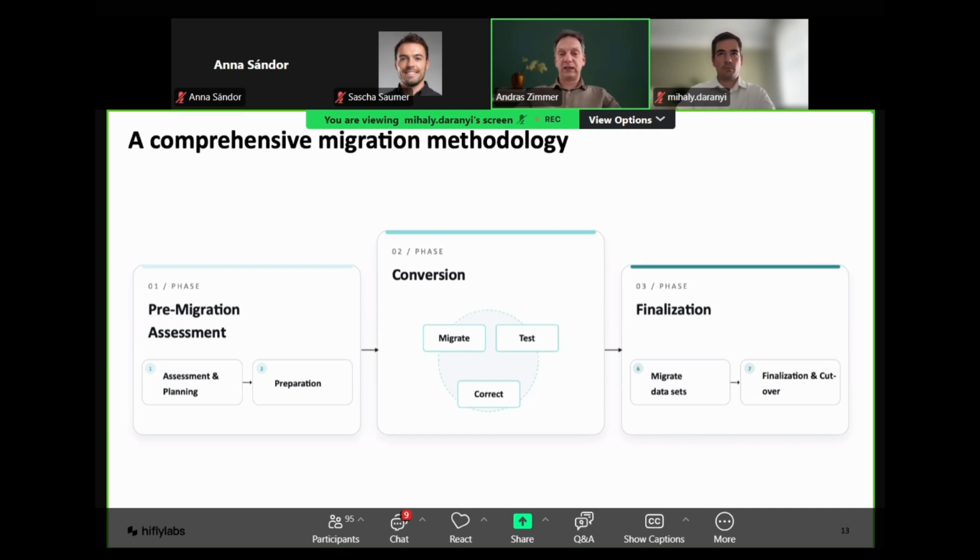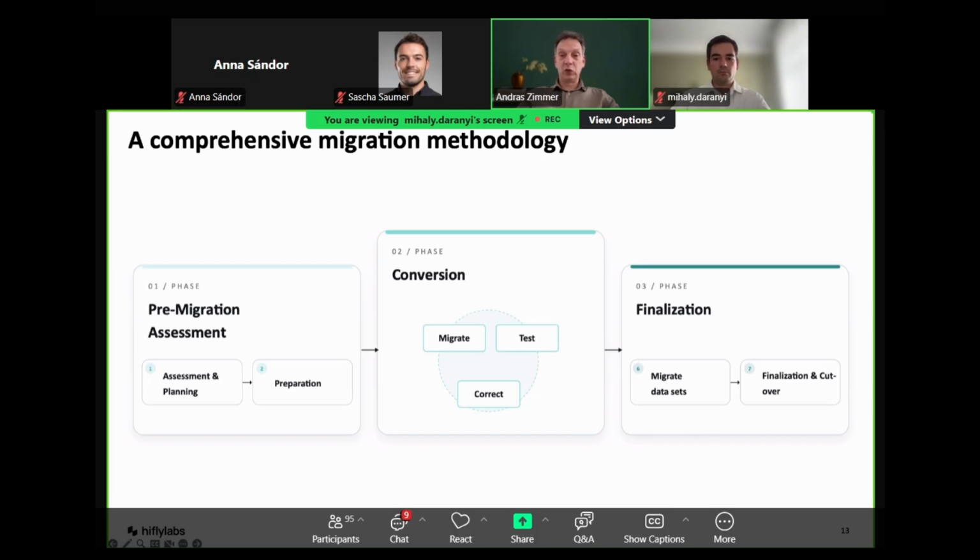We have to migrate the data pipelines first. That used to be the largest or the more time-consuming part of the whole migration. Obviously, for each piece of data transformation logic that we migrated, we have to test it and then correct once they don't work. And once we're done with the conversion, or most of it, there's a finalization phase in which we migrate the original data sets.